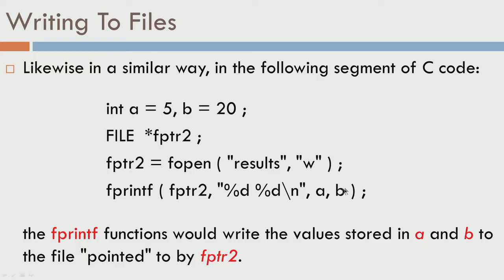So, this line will actually write the values a comma b into the file pointed to by fptr2, and it will keep writing one line after the other until you stop writing. So, for example, if you have another fprintf fptr2 %d %d \n, let us say 5 comma 10, that will write one line of 5 comma 20 and another line would be 5 comma 10. You will see two lines in your file.